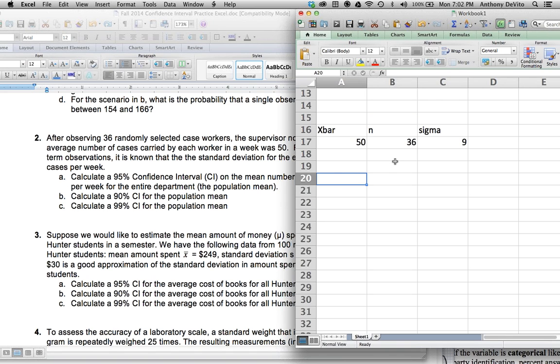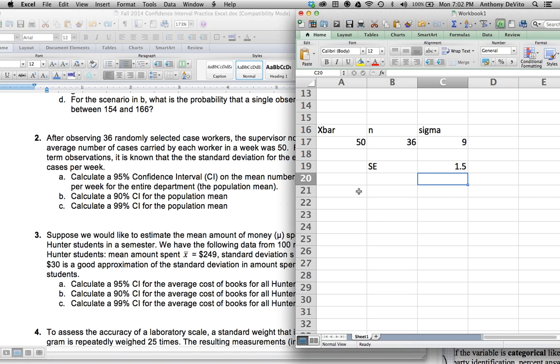Okay, so the first thing I got to do is calculate standard error. Our standard error is equal to, I'm going to put it over here this time, sigma divided by the square root of the sample size.